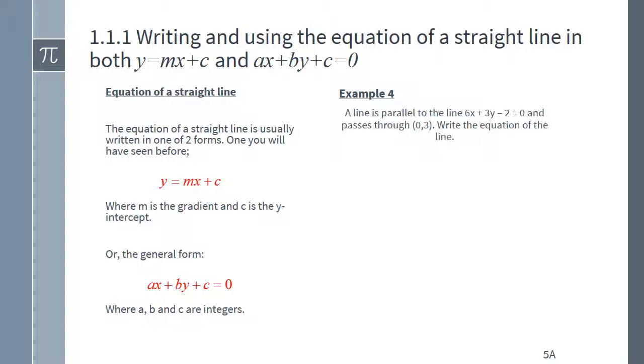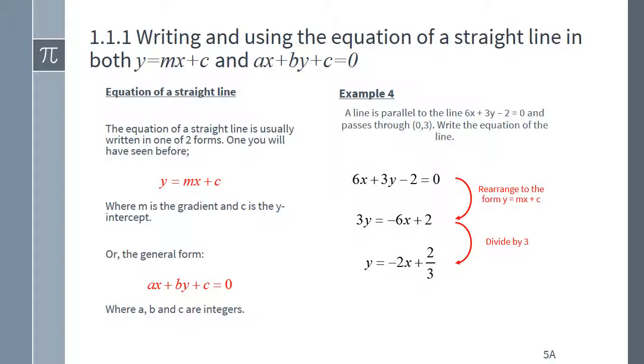A line is parallel to the line 6x plus 3y minus 2 is equal to 0 and passes through 0, 3. Write the equation of the line. Well, it's the same sort of deal. We have to know first what the gradient of that line is. So we have 6x plus 3y minus 2 is equal to 0. We can rearrange it and we end up with 3y equals minus 6x plus 2 and y is equal to minus 2x plus 2/3. So we now know that the gradient of the original line is minus 2.